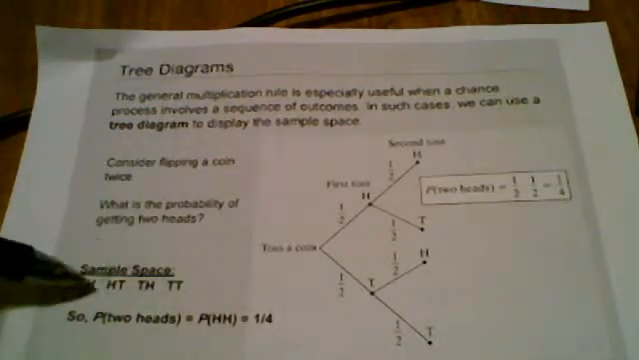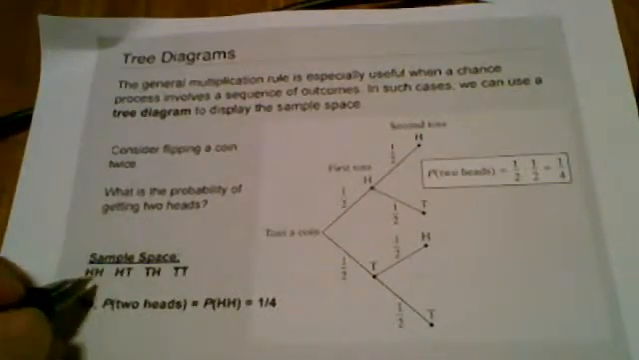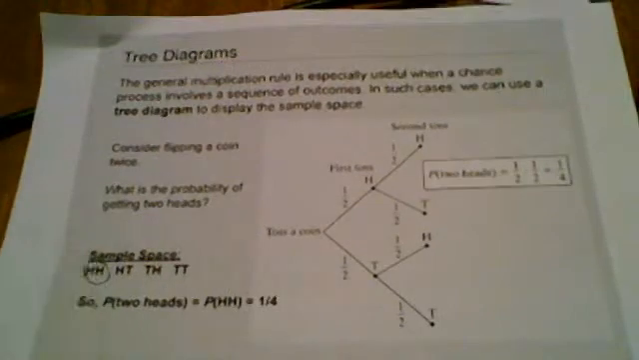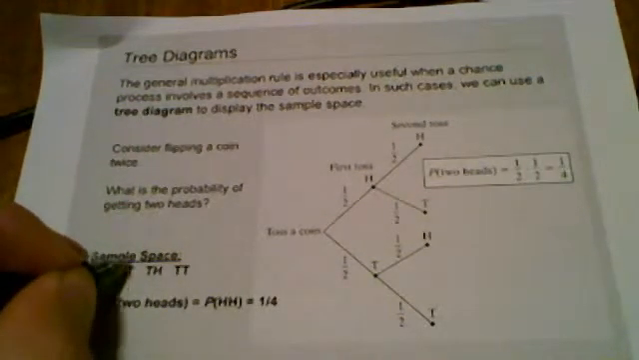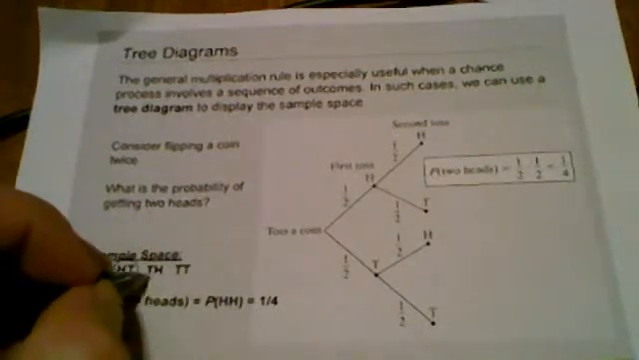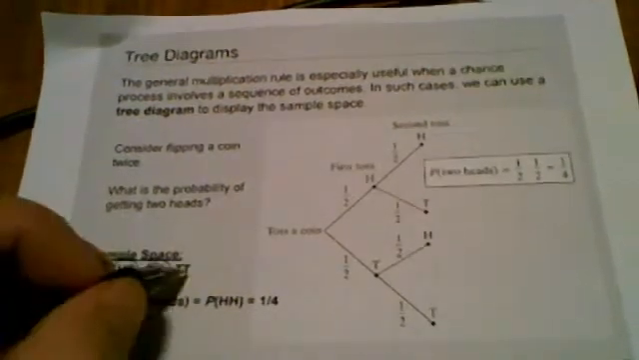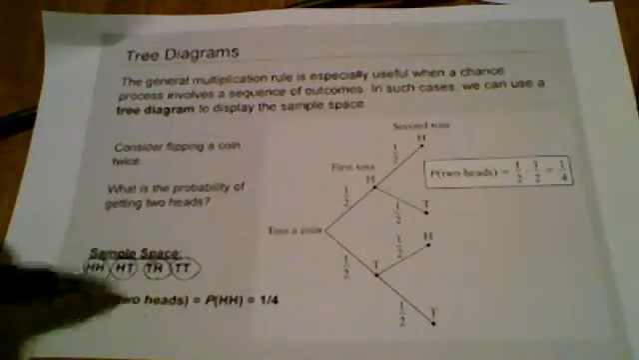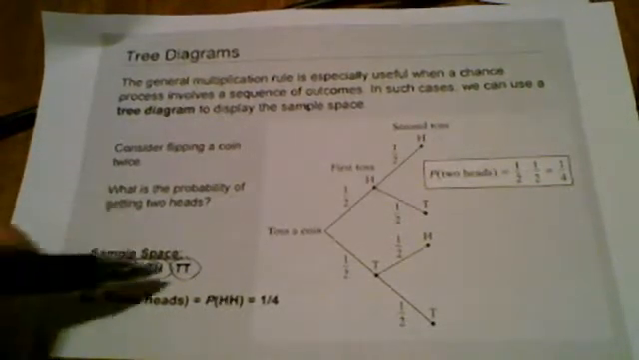What are the probabilities here? So the possible things that could happen, those are your sample space. You could flip a coin and it lands on heads twice. You could flip a coin and it lands on heads the first time, tails the second time. It could land on tails the first time and then heads the second time. Or it could land on tails twice. So there are 4 possibilities.